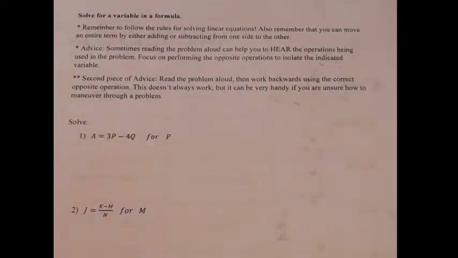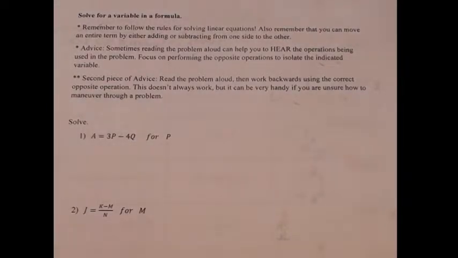My second piece of advice is that sometimes when you read the problem aloud, the very last thing you say is sometimes where you'll begin, right? You'll essentially work backwards to isolate the variable. It doesn't always work every time because, again, it depends on how the equation is structured. But more often than not, it might be a pretty handy maneuver to try out. So let me show you what I mean by that.